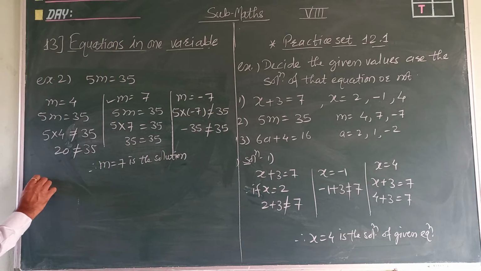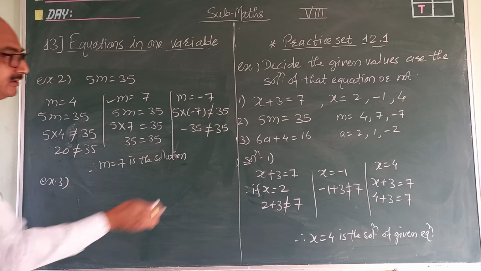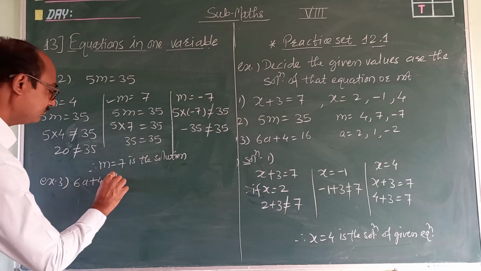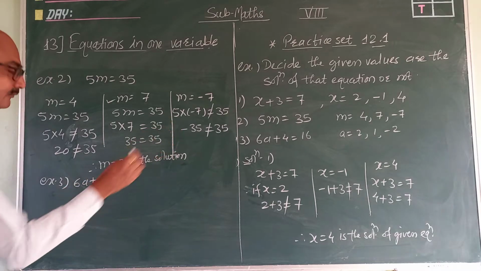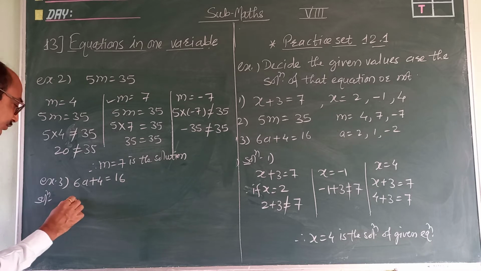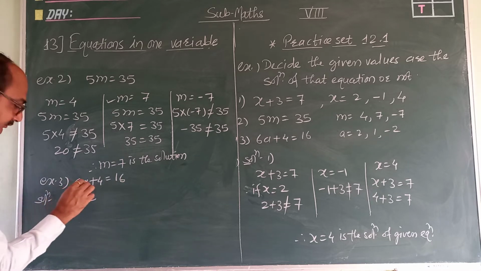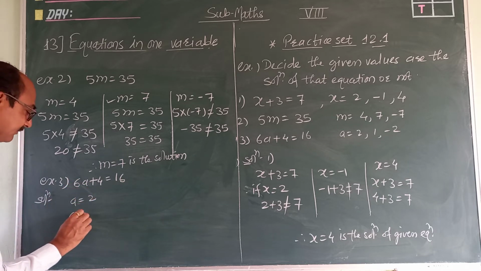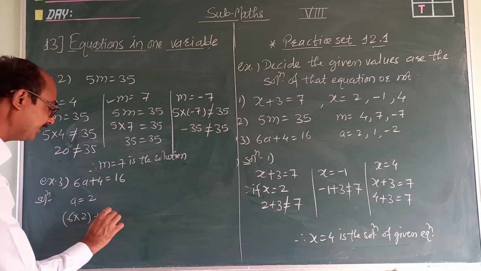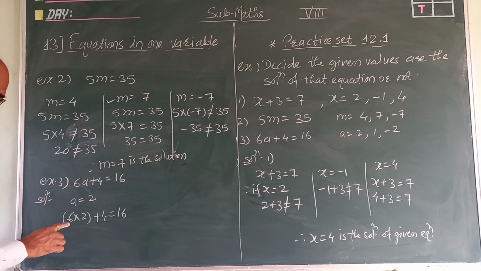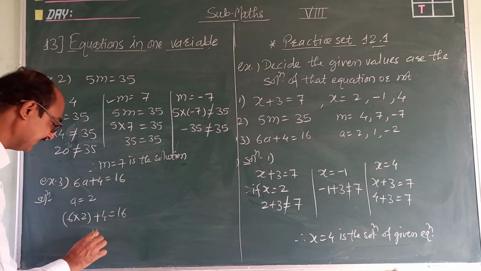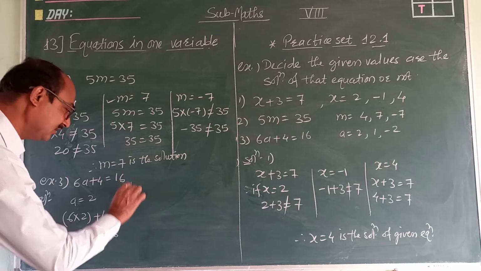Third one. Example third. Okay, what is that? 6a plus 4 equal to 16. So for first one, what is that? a is equal to 2. So put the value. 6a means 6 multiplied by 2. Putting this value, plus 4 equal to 16. Can we say 6 twos are 12, 12 plus 4, 16. Yes, we can say 16 is equal to 16.